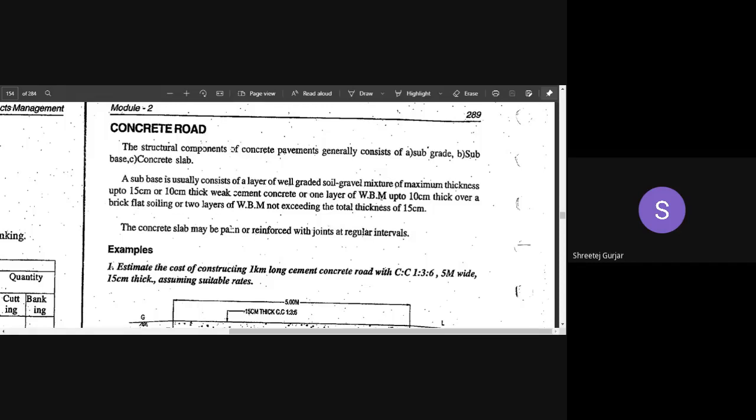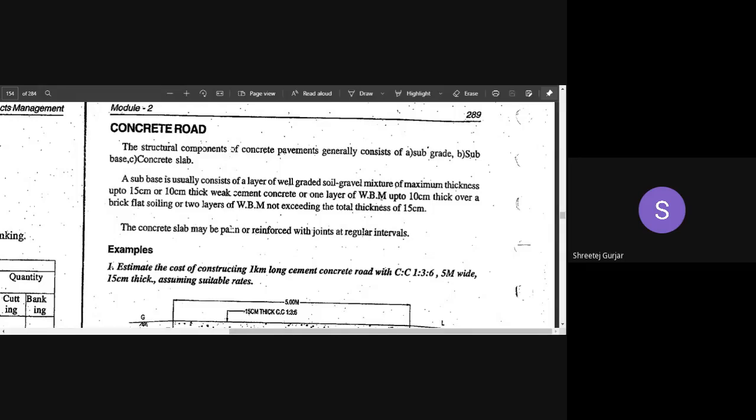So this concrete road comes under which type? Rigid, because it is hard. It is very stiff compared to your other bituminous road. So we consider concrete road as a rigid pavement.